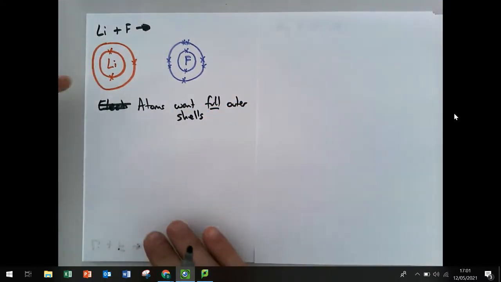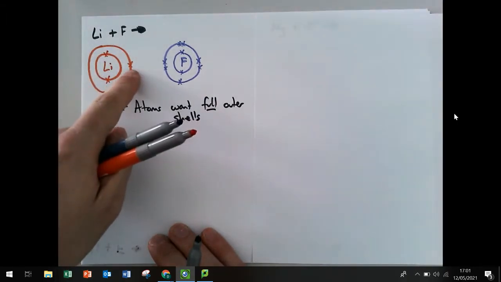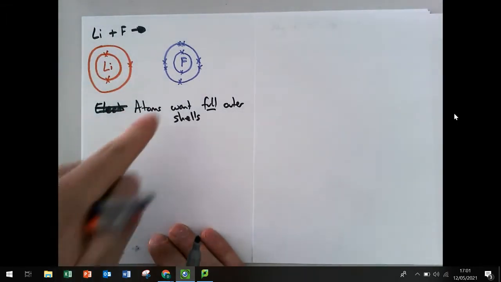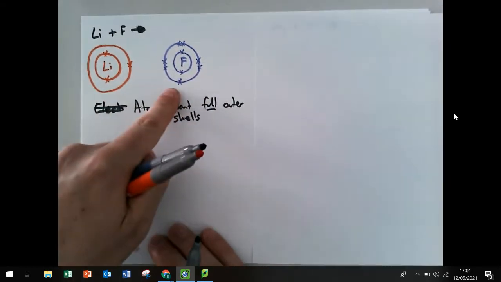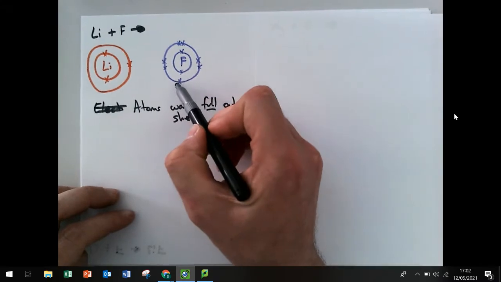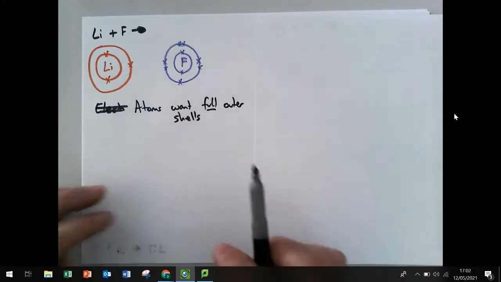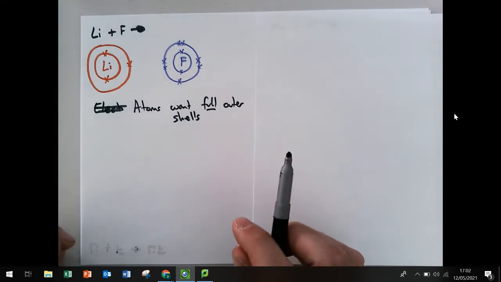So how do we get lithium to have a full outer shell? Well, it would be really easy if we could lose 1 electron. How do we get fluorine to have a full outer shell? Let's count how many it has. 1, 2, 3, 4, 5, 6, 7. It's got 7 electrons. It needs to gain 1 more to have a full outer shell of 8 electrons.